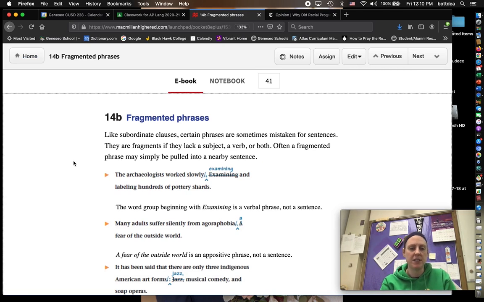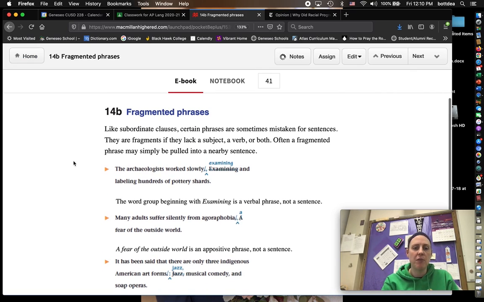There we go, fragmented phrases. Fragments can also come in the form of phrases. Basically, phrases are groups of words that do not have both a subject and a verb, therefore they cannot be considered a clause. But sometimes they're still mistaken for sentences because a lot of times they'll have a subject because they're a noun phrase, or they'll have a verb because they're a verb phrase, but they don't have both components, so then sometimes it just freaks people out.